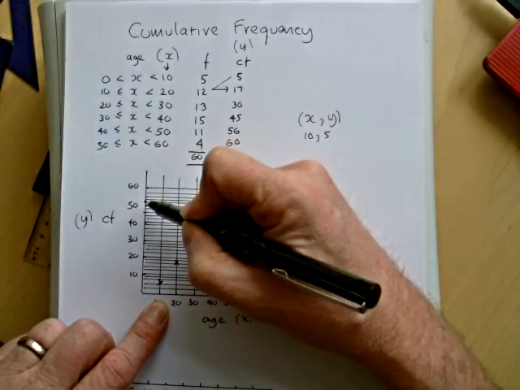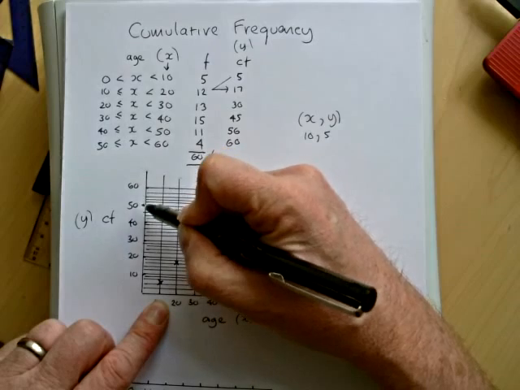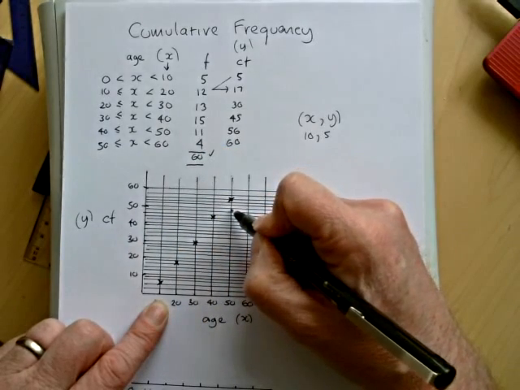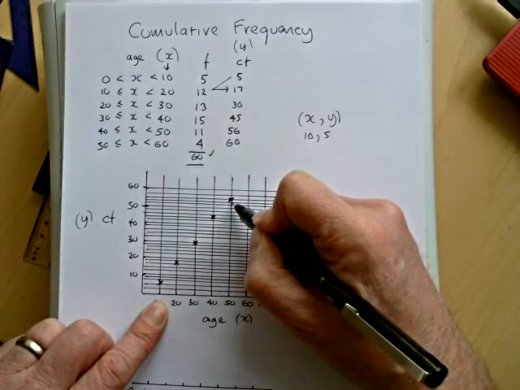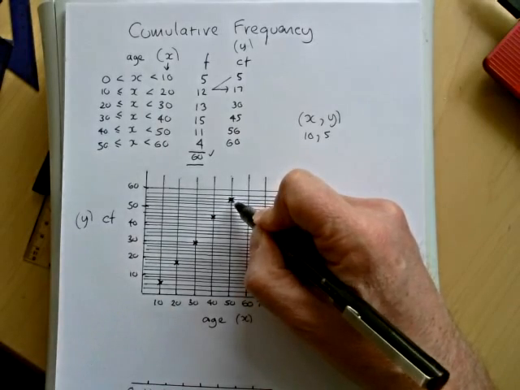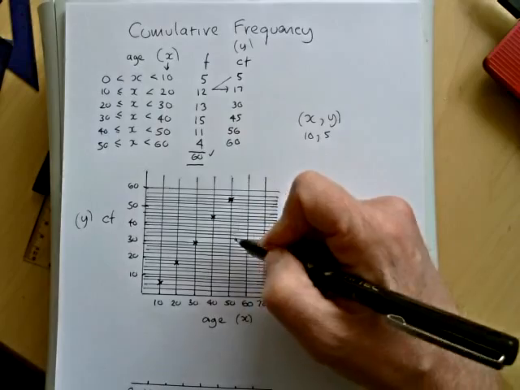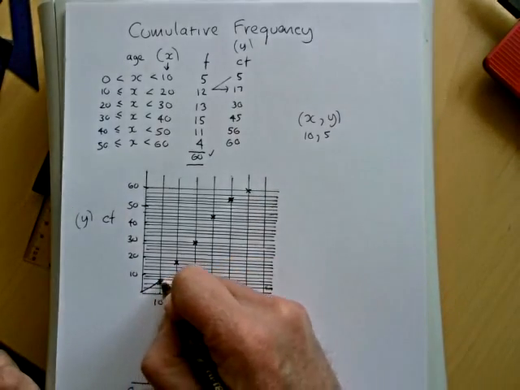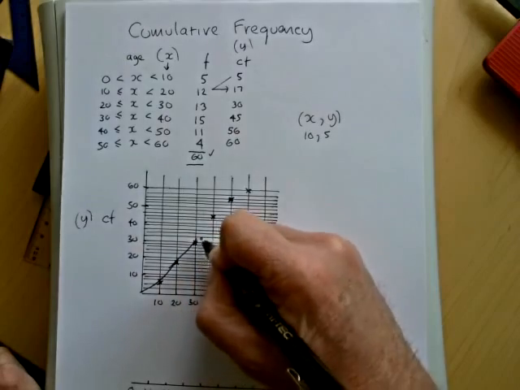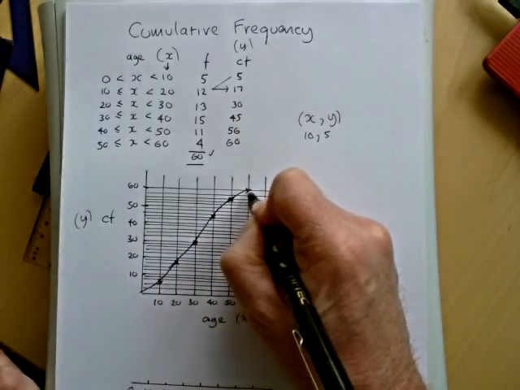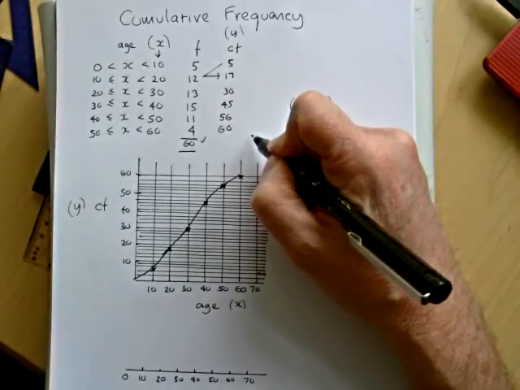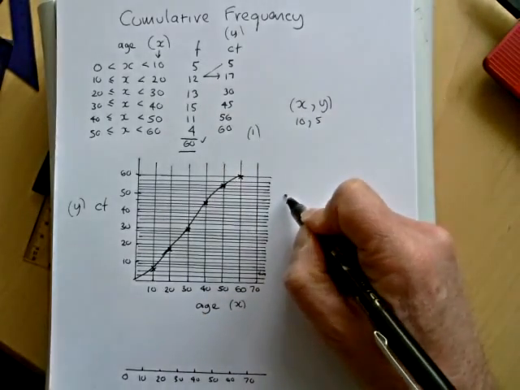Okay, now we're using 5 intervals between 50 and 60, so 56 would have been on the third. So sometimes you have to be quite careful to know exactly where to plot it. And finally we've got 60 with 60 there. Now it's normal to draw a curve with a free hand through the points, not to use a ruler. So we would have gotten in an exam a mark for that, and we'd have got 2 marks for plotting the points correctly.